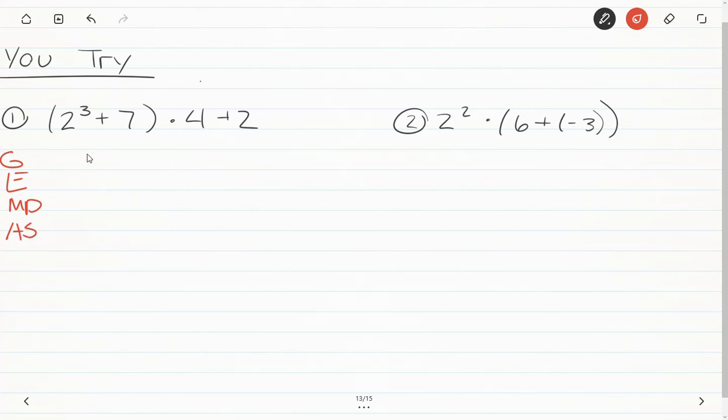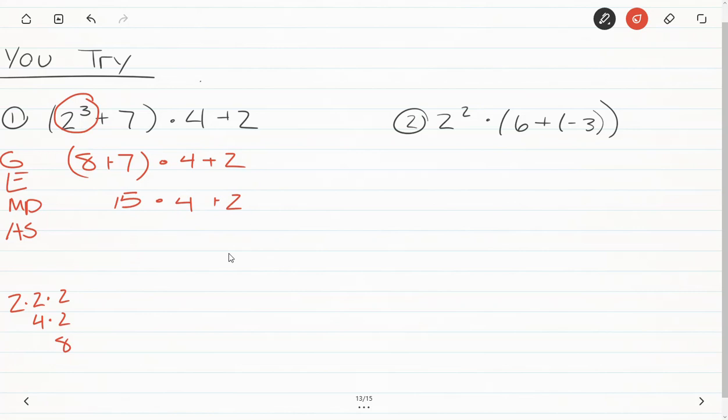I do, and I have to follow order of operations inside of my grouping, so I have to do this exponent first. 2 to the third power, that means 2 times 2 times 2. 2 times 2 is 4, times 2 more gives me 8. So now I have 8 plus 7, and don't forget this is in parentheses, times 4 plus 2. 8 plus 7 gives me 15, times 4 plus 2.